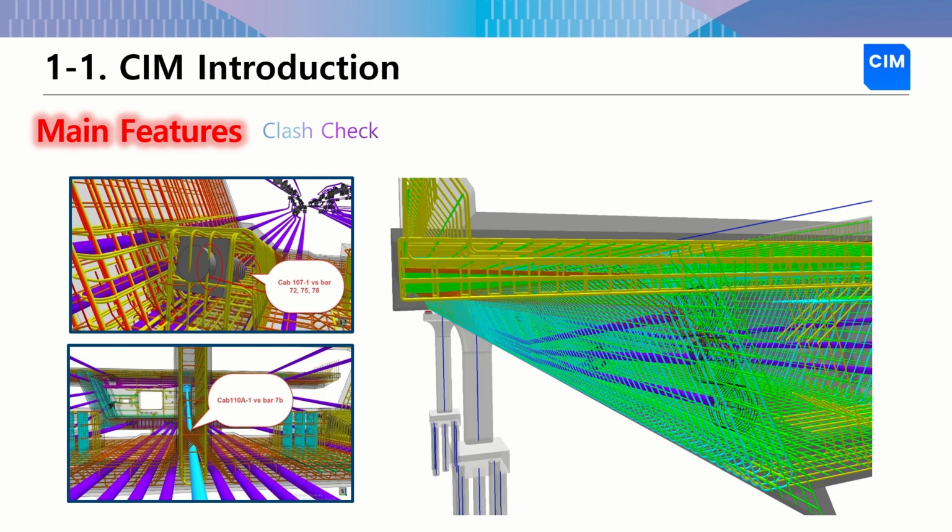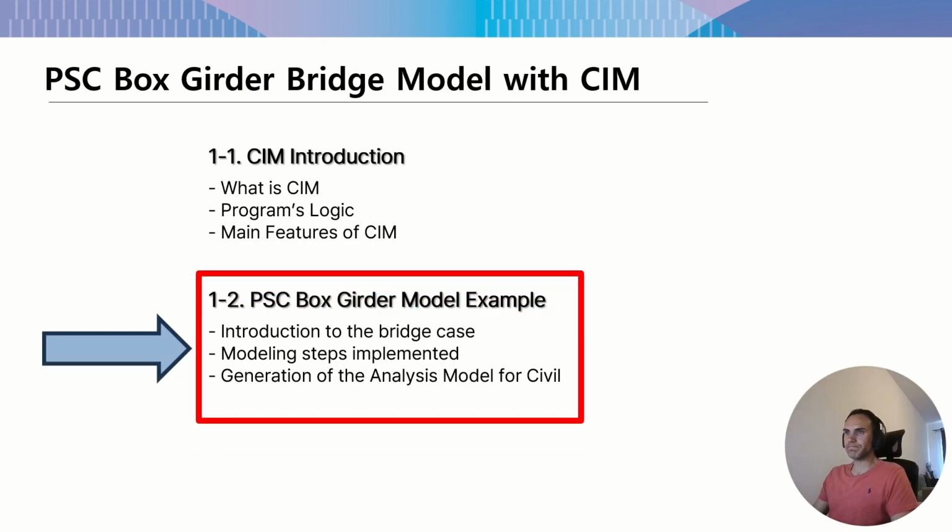The clash check as well, I want to mention, because it's very important. This function is implemented in the software, and it's very useful to detect in the model all the clashes between reinforcement, cables, anchorage, and so on. This is a very important function for very detailed and complex models.